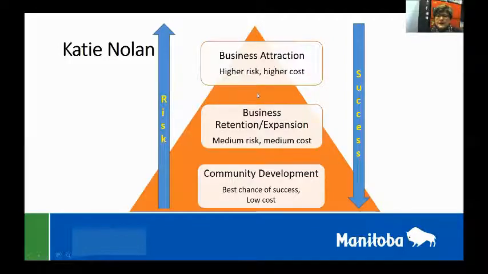So just a little bit of a caution. Make sure that you understand your community and where it's at, the resources that are available to do business attraction before you dive right in.